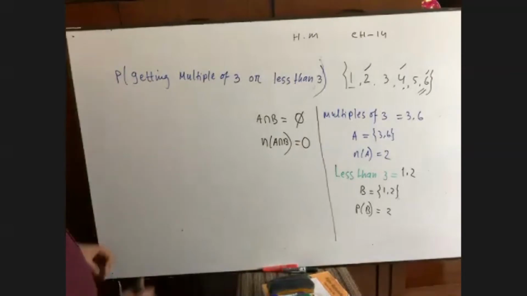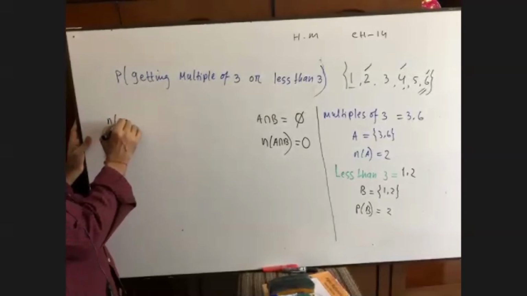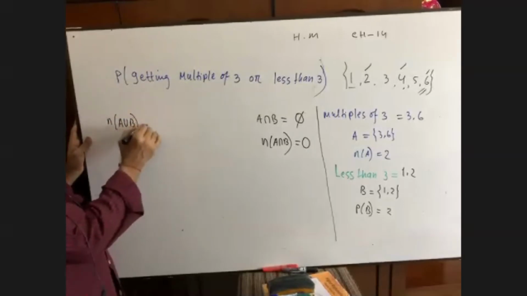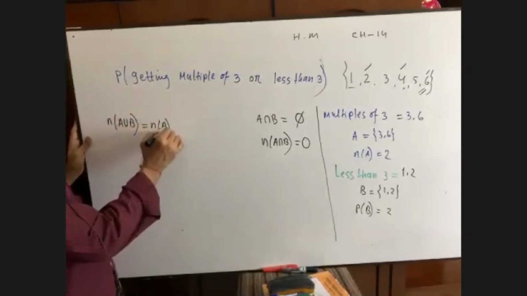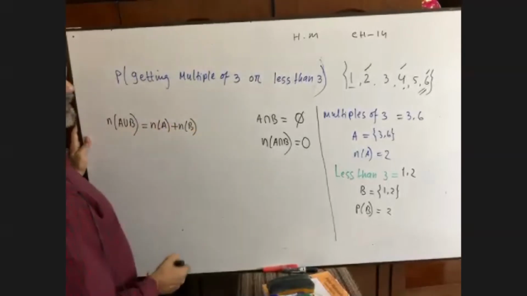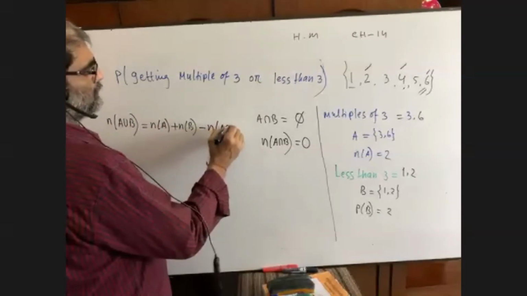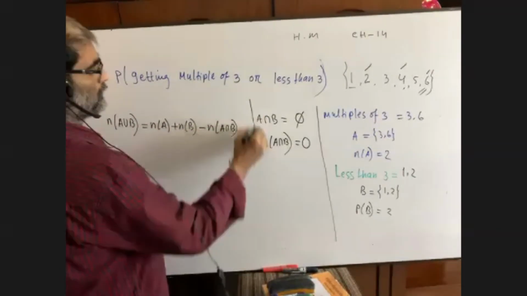So what is the formula? Let me know. N of A union B equals n of A plus n of B minus n of A intersection B. Is it the formula?